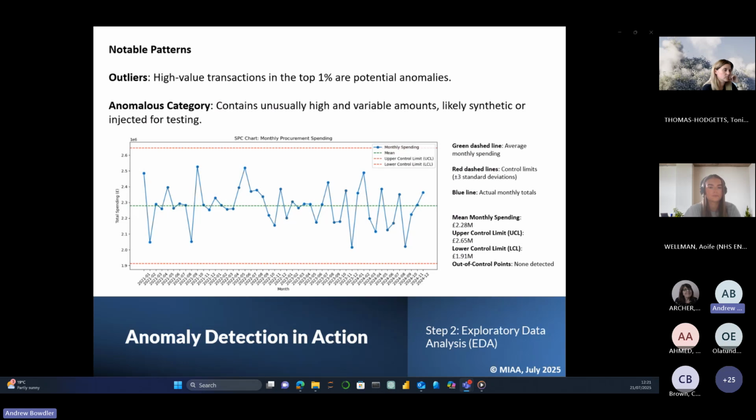Here we highlight the control chart approach. The green line is our mean, red lines are 3 standard deviations, up and down, our thresholds for special cause variation. No points breach the red lines in this view, but some months hug the upper limit, and that warrants a closer look.